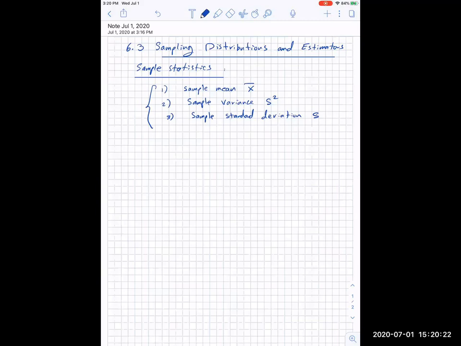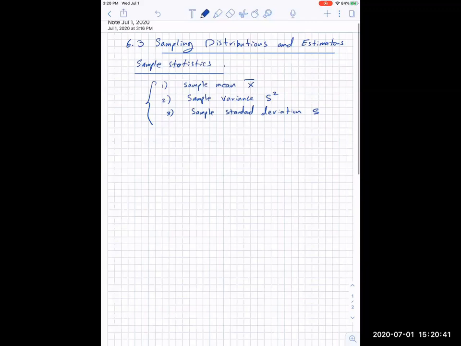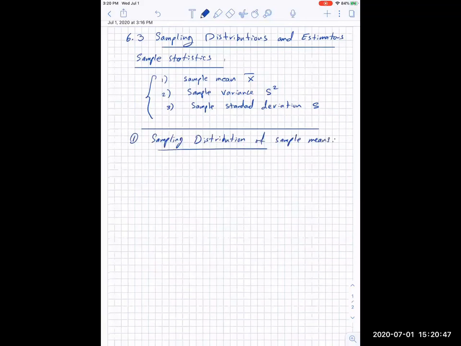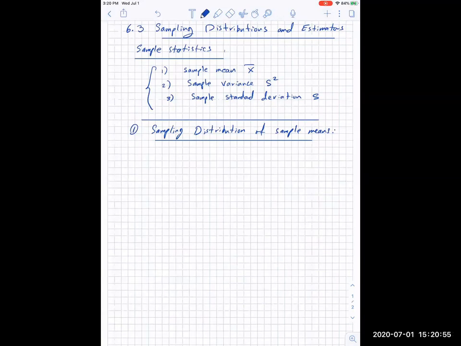Okay, explain first objective. Distribution of sample means. So let me just visually talk about this, and then I will give you the technical or the statistical definition of this distribution.